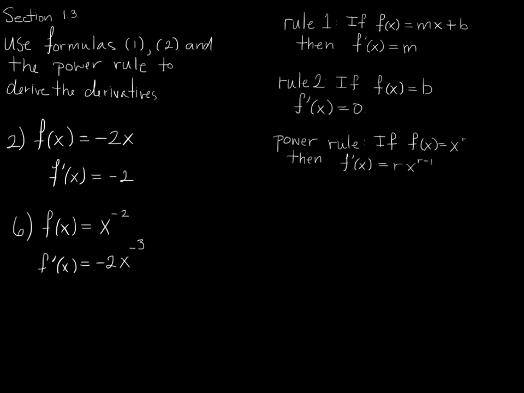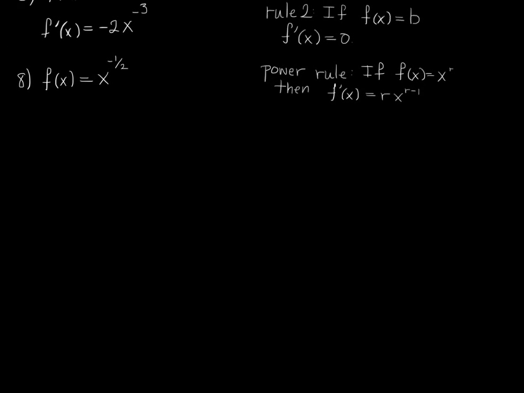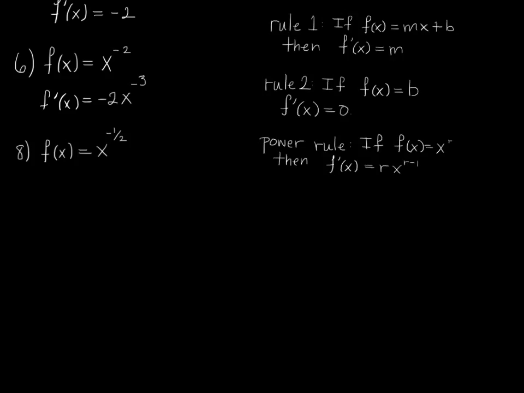All right, moving on to the next one, number 8. We have that 8 is once again a power function, x to the negative 1/2, so we can simply make use of the power rule. So f prime of x is equal to, bring down the power, negative 1/2, x to the 1/2 minus 1, which is minus 3/2. And we're ready to move on to the next one.